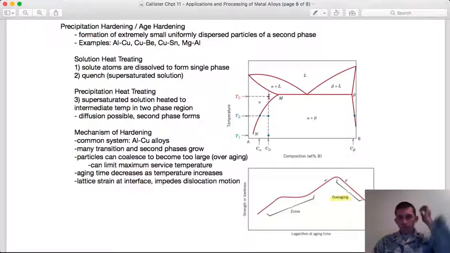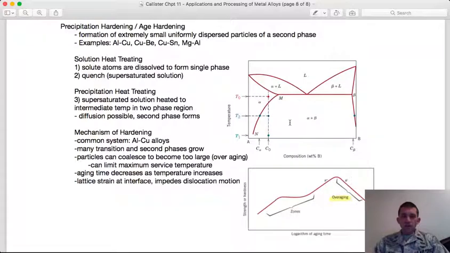And I can form a solid solution, and then if I quench it rapidly, I don't allow the beta phase here to form. There's just not enough time and temperature. So I've quenched it and I've created a supersaturated solution. This is analogous to, say, martensite for steel.